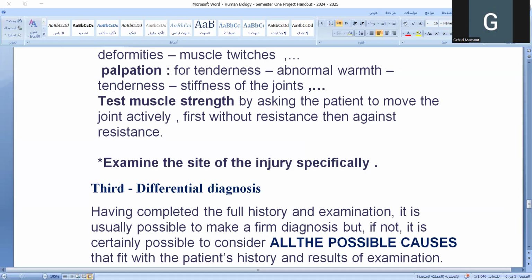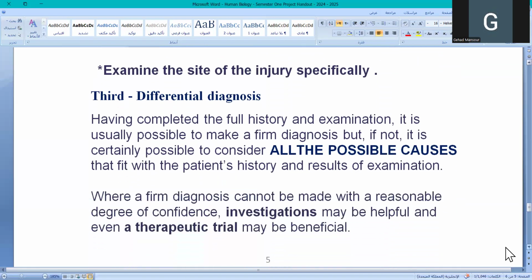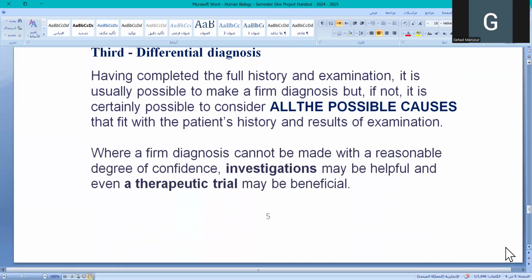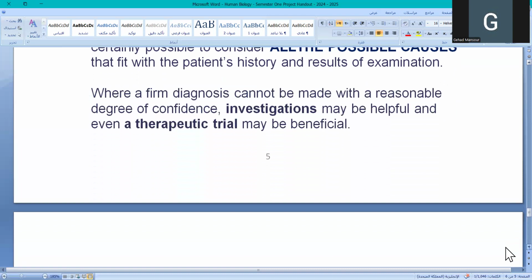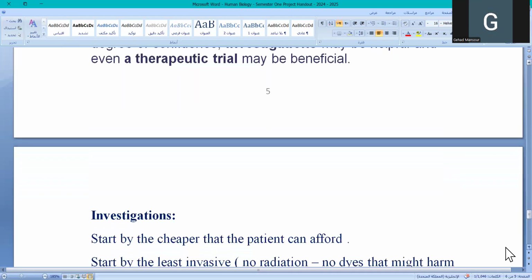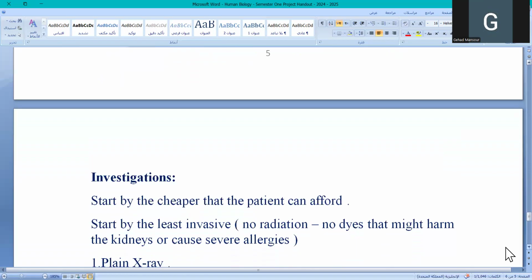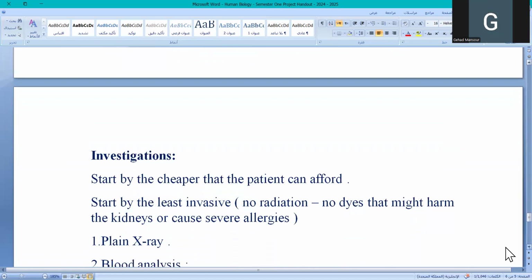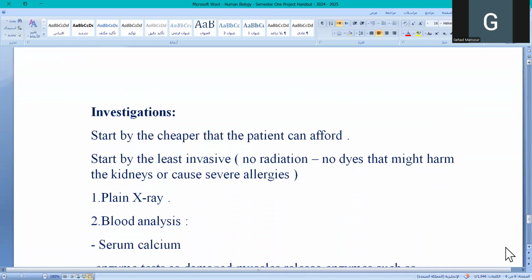After having finished the examination, you have a list of possible causes, and you're going to do certain investigations. And of course, these investigations have to be started by the least expensive and the commonest and the most relevant investigations, and you keep the more sophisticated ones until you see the results of the preliminary investigations, because sometimes the clue to diagnosis is obtained from these simple investigations.